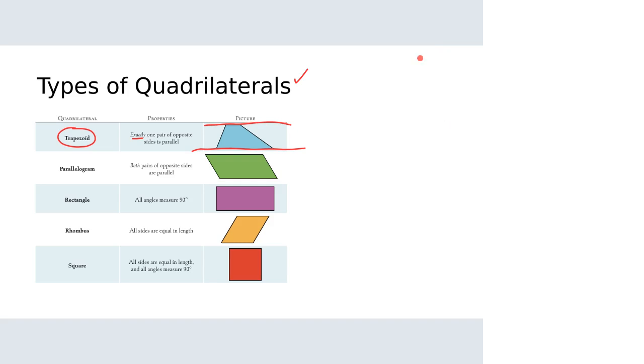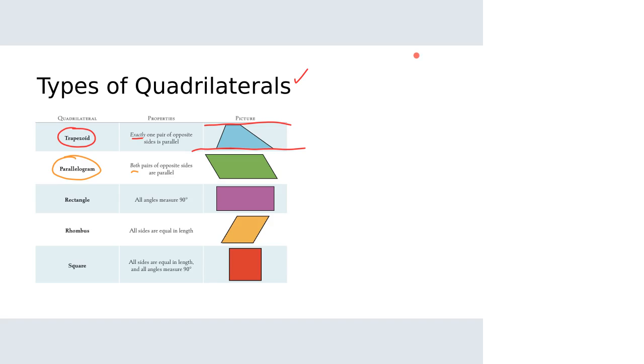We move down to the parallelogram that's next. Parallelogram has a great name because the parallelogram, both pairs of opposite sides are parallel. So in that parallelogram, the top and the bottom are parallel. The left and the right are parallel. So both pairs of opposite sides are parallel. That's what makes a parallelogram.